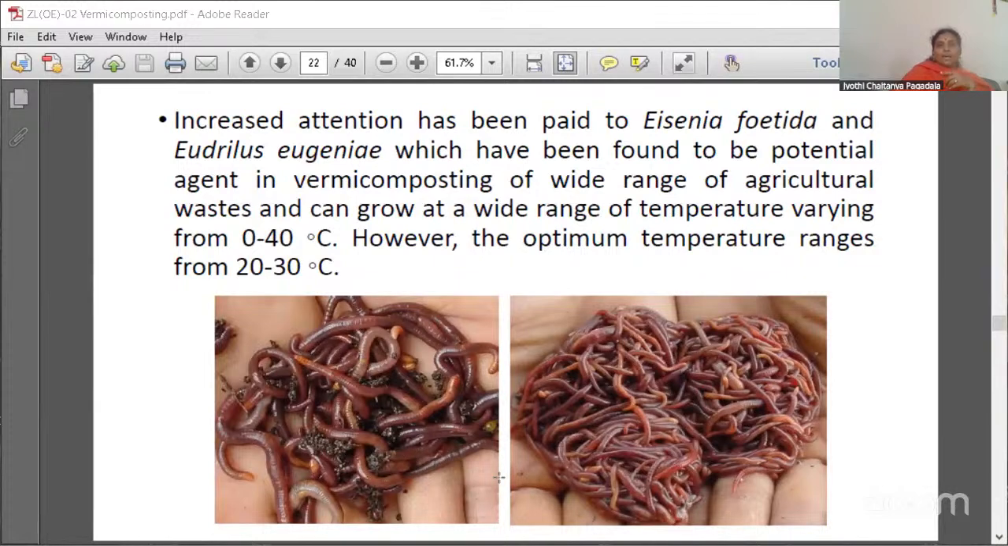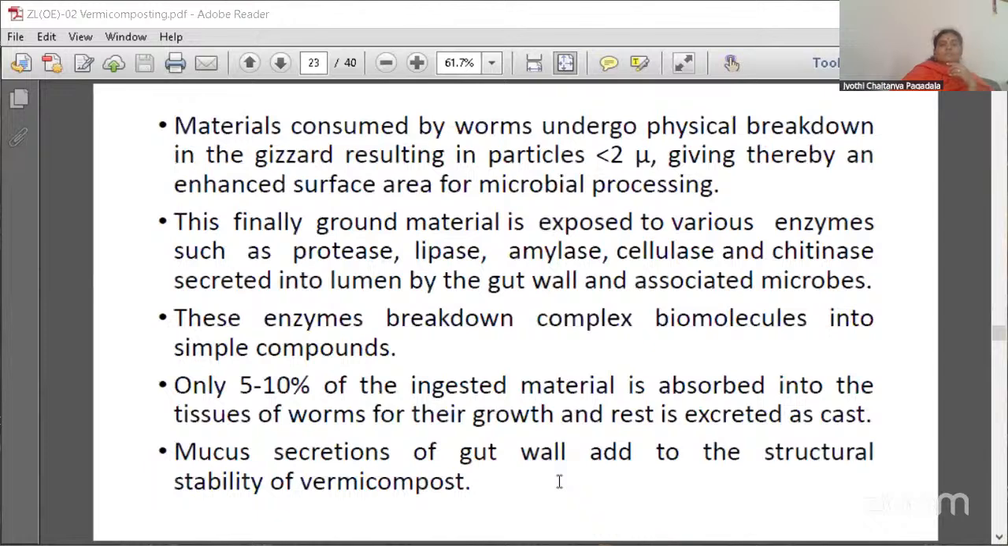Here you can see the earthworms. The materials consumed by earthworms undergo physical breakdown in the gizzard, resulting in particles of around 2 micrometers, giving an enhanced surface area for microbial processing. This finely ground material is exposed to various enzymes such as protease, lipase, amylase, cellulase, and chitinase, secreted into the lumen by the gut wall and associated microbes. These enzymes break down complex biomolecules into simple compounds.